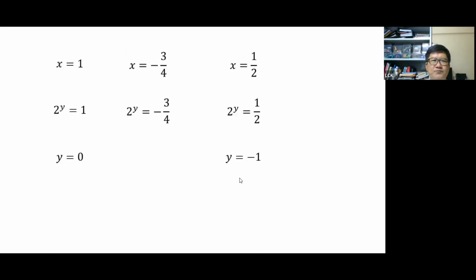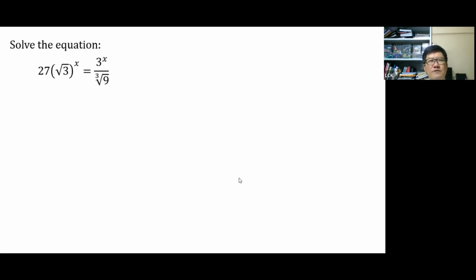Okay, next question. Solve the equation, this equation here. And again, if you've got your multiplication tables already in your head, you know that 27 equals 3 to the power of 3. The 27 here is nothing but 3 to the power of 3. The 9 here is nothing but 3 to the power of 2. So, as I've told you again and again, for indices, what you're after is a common base. Most of the time it's a common base. Sometimes it's a common index.